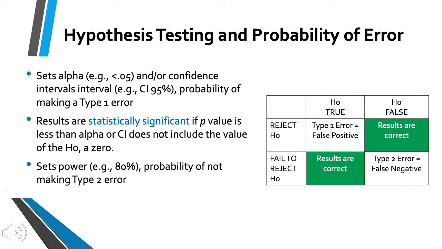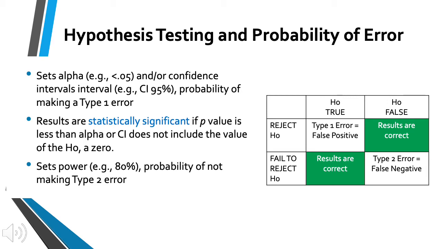A p falls between 0 and 1. If the p-value is less than the significance level, the alpha, or the confidence interval does not contain the null hypothesis, a 0, the results are statistically significant. In general, the smaller the p and the more narrow the confidence interval, the more confidence we have to reject the null hypothesis. Power is the probability of not making a type 2 error.